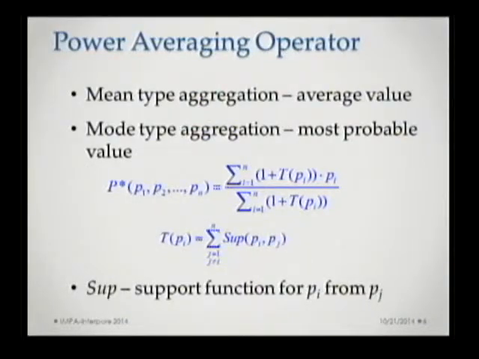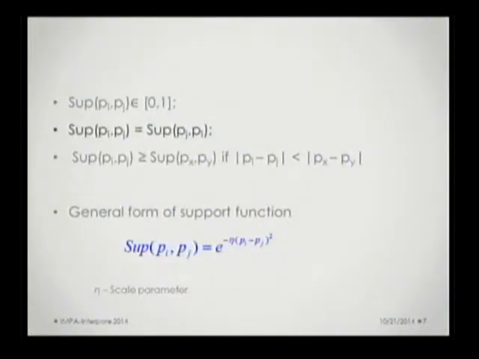So it basically nudges the average towards a more probable value instead of taking just the mean. Right? So this is the form of that operator, where this is the support of one variable to the other, one location to the other. So that support function has some requirements. It should be in the unit interval. It should be reversible, and also it should die off as the distance between the values increases.